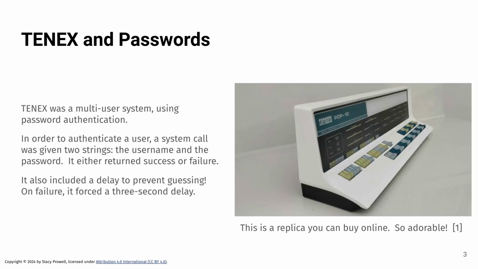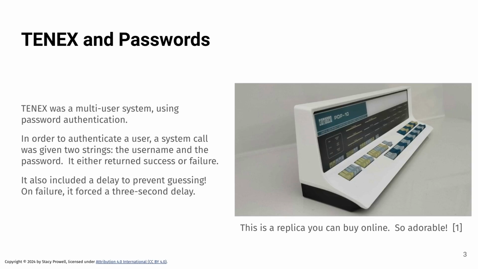So 10X was a multi-user system. It used password authentication for each person to log in. In order for you to authenticate, there was a system call. I think it's JSYS, and that's the system call on the PDP-10 architecture. So you would initiate a system call to the password checking system, and you give it two strings, a username and the password. And unsurprisingly, it either returned success or failure.